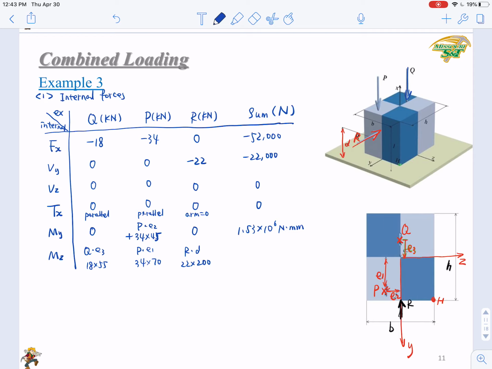Then the Mz will be complicated since it has 3 components. So we need to examine if they have the same signs. Okay, just use the rule we just set for My. If the bending moment makes tensile stress at point H, then we will set it's a positive bending moment. Otherwise, it will be negative bending moment. Okay. Then look at Q. Will Q tend to make tension or compression at point H? It will make tension, right? So this is a positive.